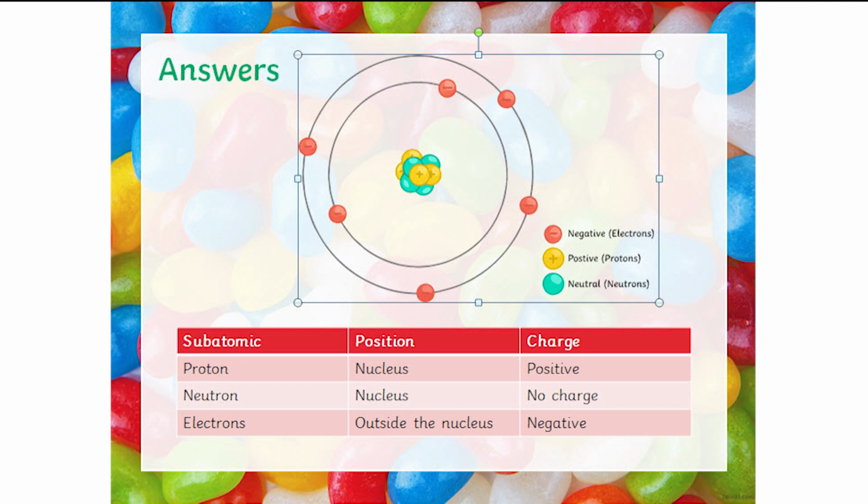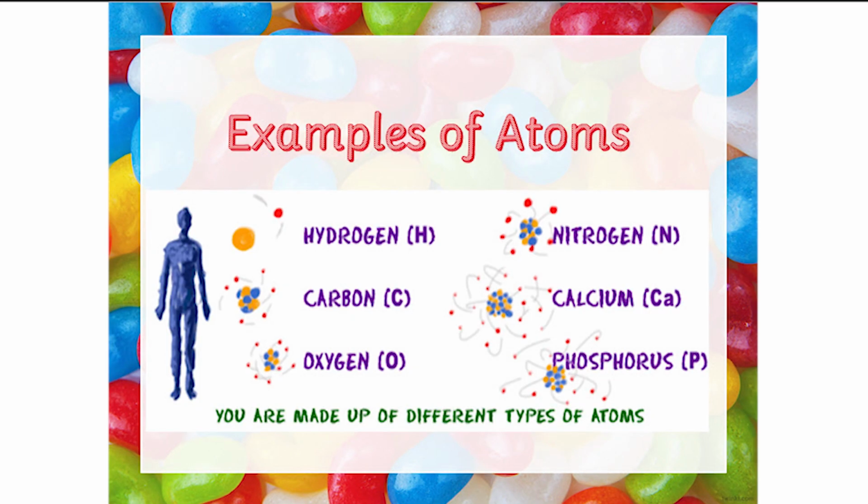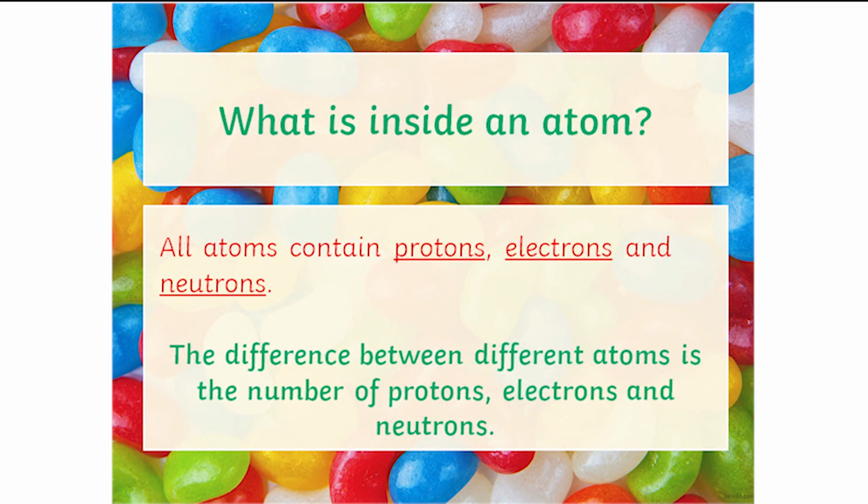In front of me, many kinds of atoms. What's the difference between one kind of atom and another? The answer is in the number of subatomic particles. The number of protons, electrons, and neutrons varies between one kind of atom and another. Let's take a look.